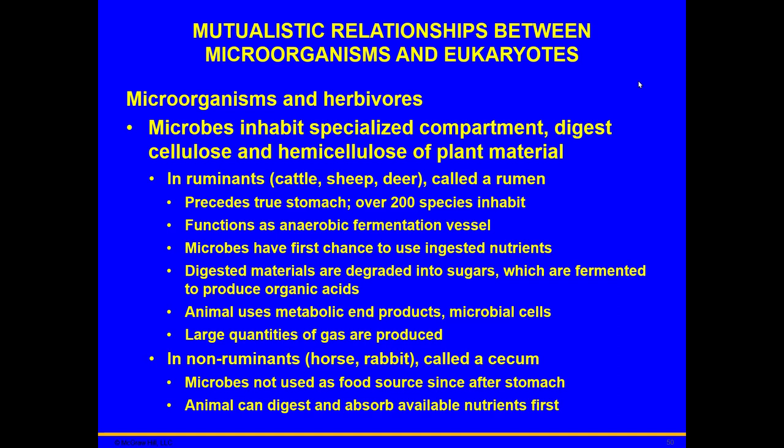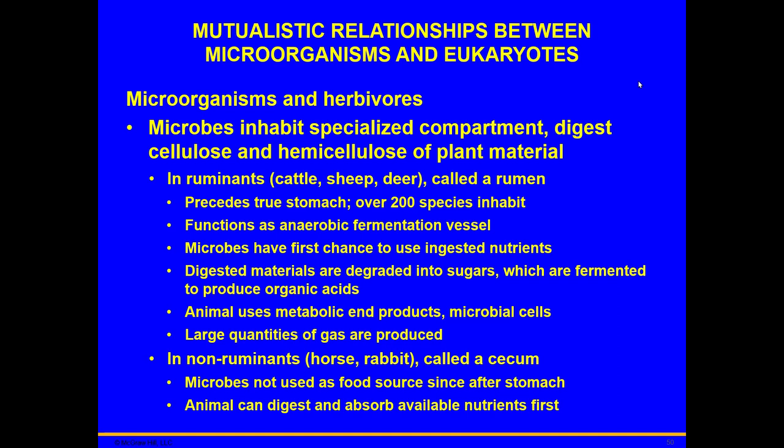And this precedes the true stomach. In that rumen, there are about 200 species that inhabit it. It functions as sort of an anaerobic fermentation vessel. The microbes have first chance to use the ingested nutrients. The digested materials are degraded into sugars. Now, this is fermented to produce organic acids. And the animal uses the metabolic end products as well as the microbial cells. Oh yes, and they also produce large amounts of gas. They may pass it out through the anus, you know, passing of gas, farting, or they may belch it up, okay?